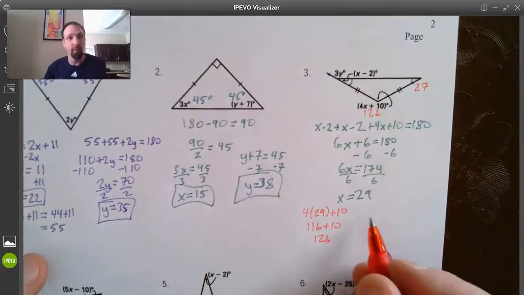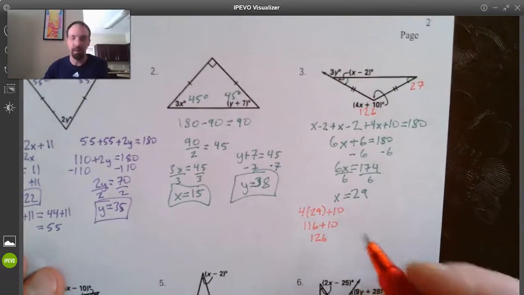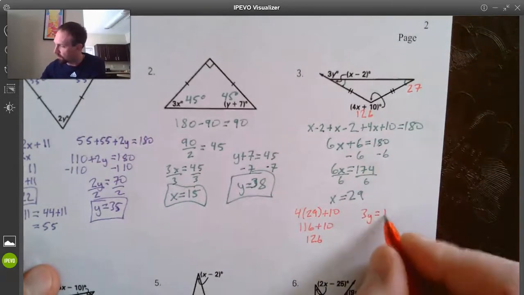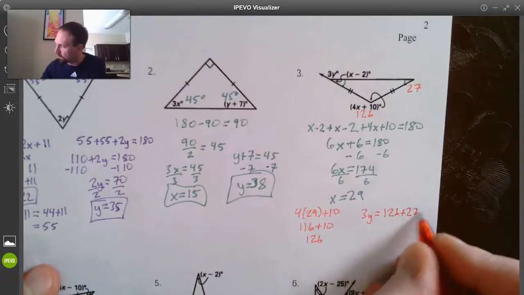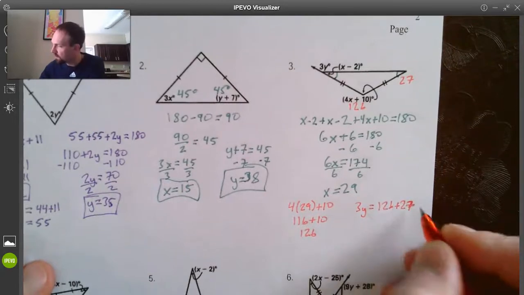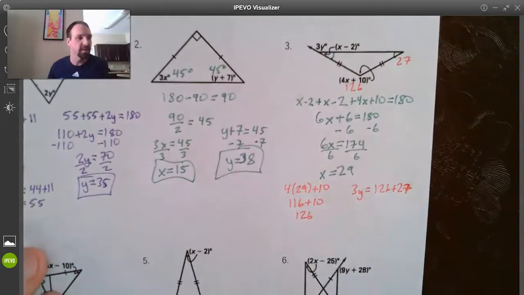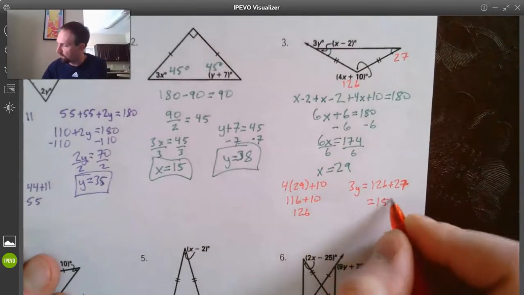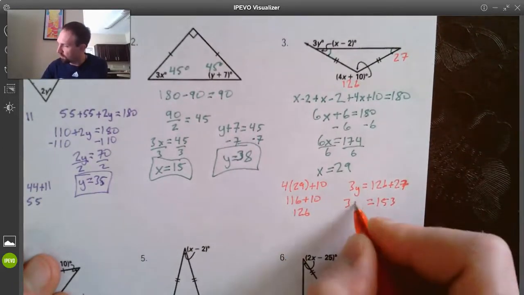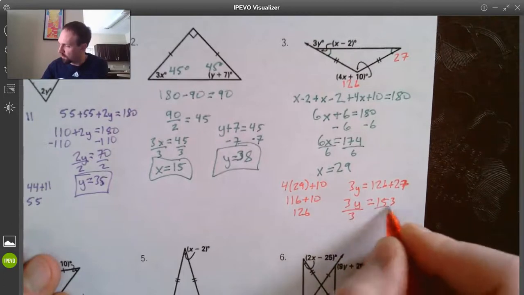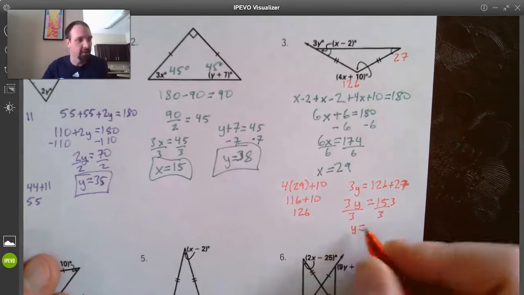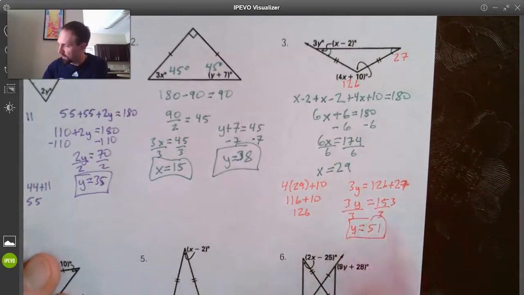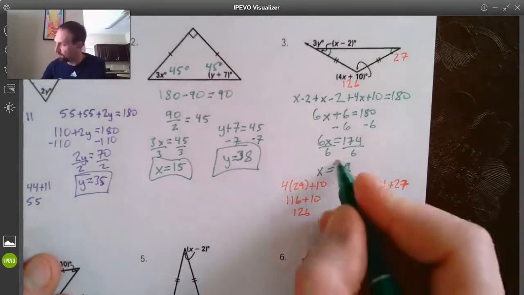So now to find out what that measurement is, we're going to have 3y is equal to 126 plus 27. 126 plus 27 is 153. So I have 3y equals 153, so divide by 3 on both sides, and we get y equals 51. So now I have both x and y.